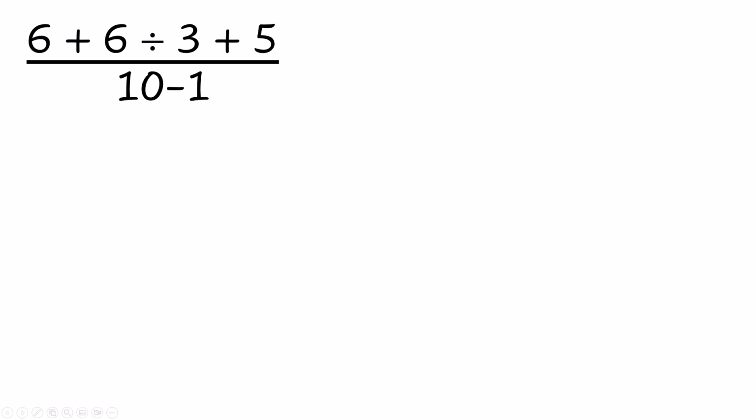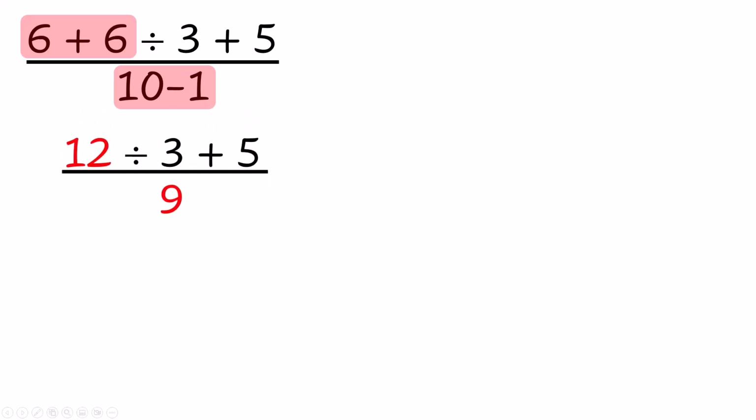We have 6 plus 6 divided by 3 plus 5 on the top, and on the bottom we have 10 minus 1. To start this, I can do these two steps together in one step because they're separated by this fraction bar. So 6 plus 6 is going to give me the 12. 10 minus 1 is the 9. And then I just copied the divide by 3 plus 5.